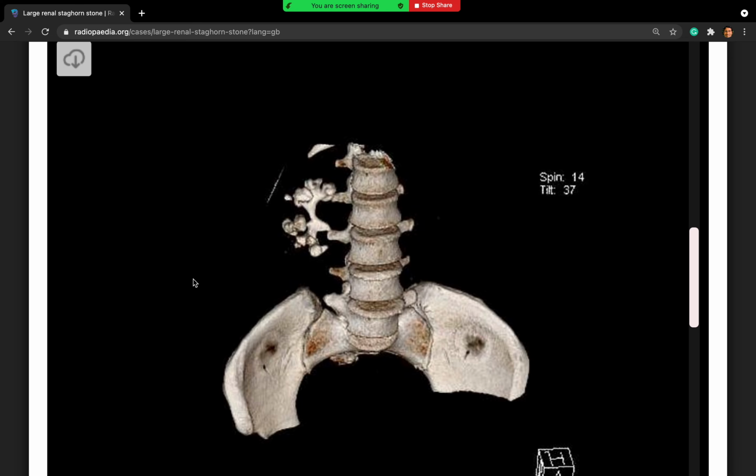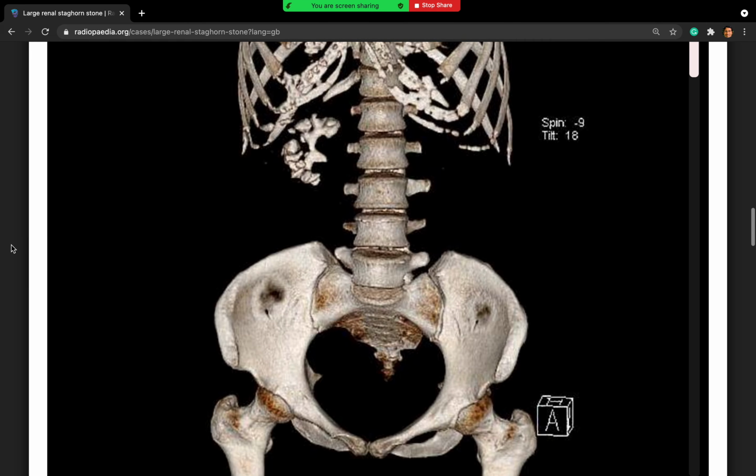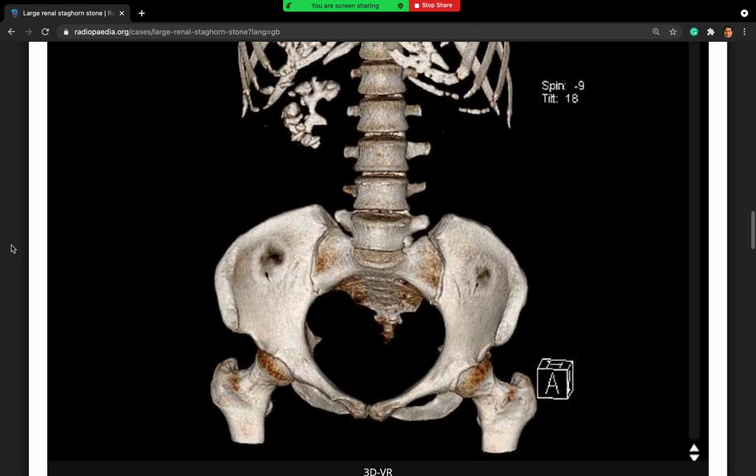Yeah, how are you going to approach it? So for her, I have to know the function of the kidney. So I will do a MAG3 renogram to see the function and the drainage of the right kidney and to compare it with the left kidney.